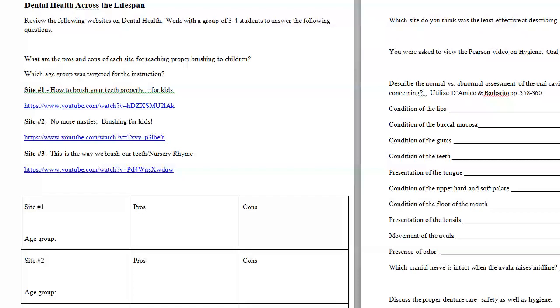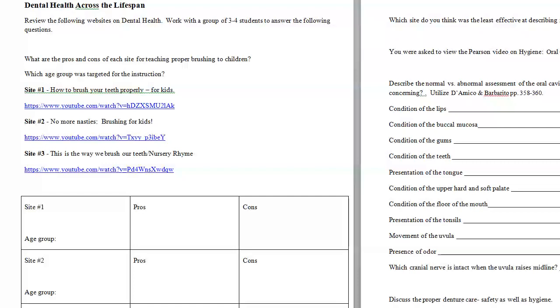And then in regards to that, we would also like to assess findings such as condition of the lips, condition of the buccal mucosa, how are their gums, their teeth, their tongue, condition of the upper hard and soft palate, condition of the floor of the mouth, presentation of tonsils, movement of the uvula, presence of odor.